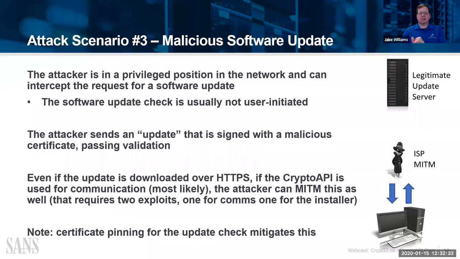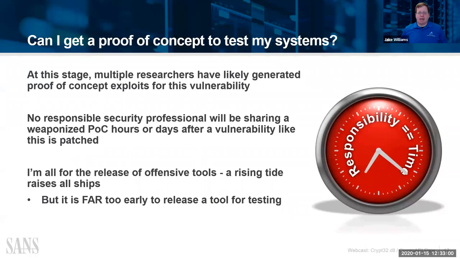My big three attack scenarios we talked about there: intercepting encrypted traffic, and the second one, whitelist bypass or application security control bypass. I'll mention that several antivirus vendors, though I won't be mentioning names, pay a lot less attention heuristically to files that are digitally signed. Most of them rely on the CryptoAPI to validate those signatures. So anyway, whatever that's worth, can you get a proof of concept to test systems?